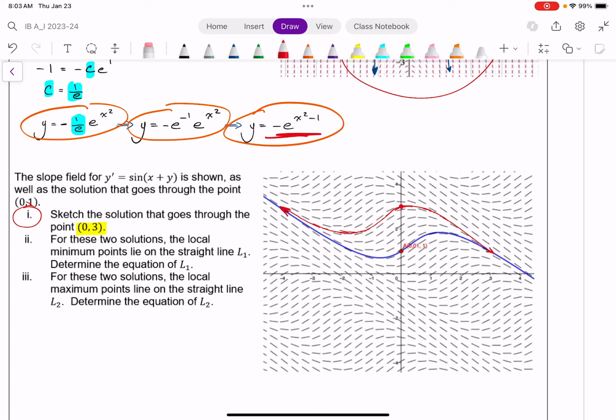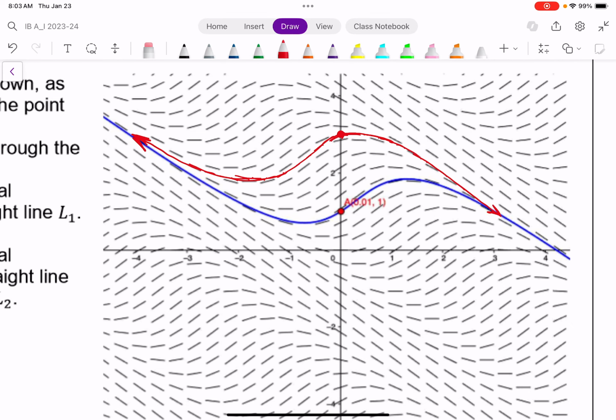And for part 2, now I want to look at these two functions. They both have a local minimum. And it says these local minimums lie on the straight line L1. So let's first look at the graph that was given to us, because that was drawn with a computer. The local minimum seems to be about right here, which notice is when my tangent lines, the slope field, has a horizontal tangent. So similarly, for the graph I just sketched, the local minimum should be where I see a horizontal tangent line, so roughly about right here.